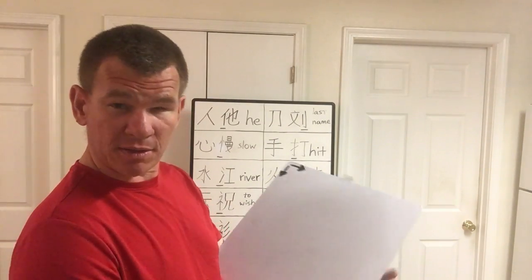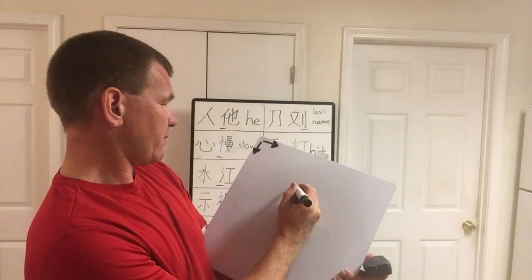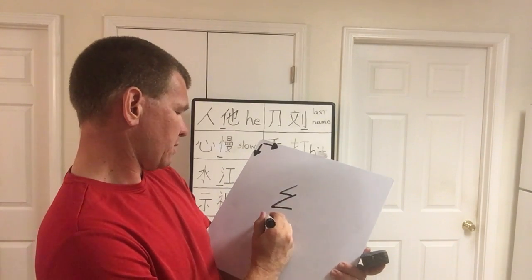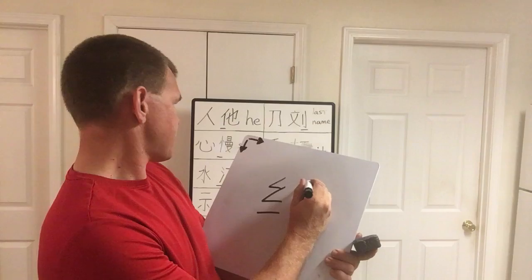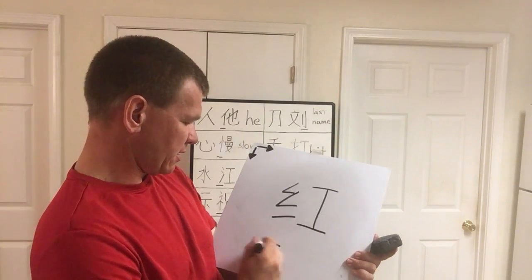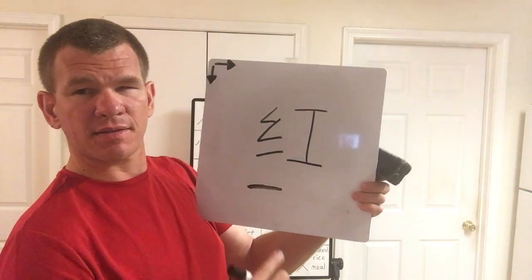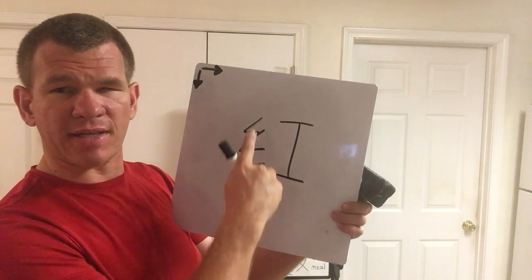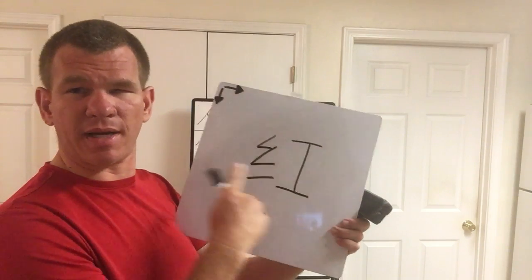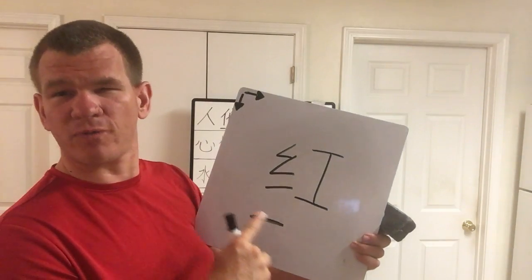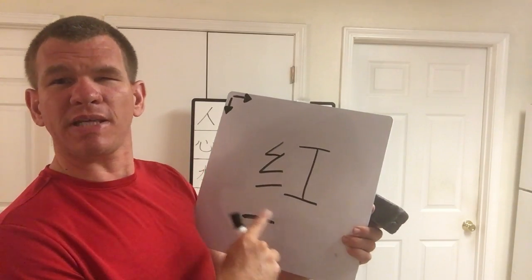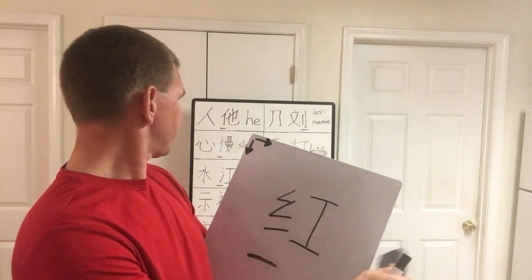Now as the radical, 1, 2, 3, 4, 5, 6. It's on the left side. This is where fine silk is as a radical with other characters. In radical form, I guess would be the best way to put it. This character means red, the color red.